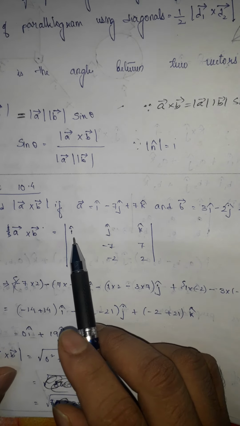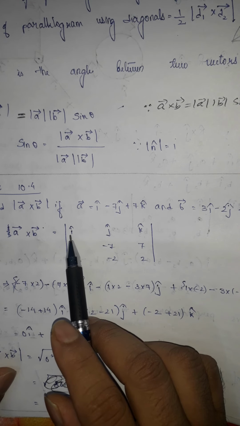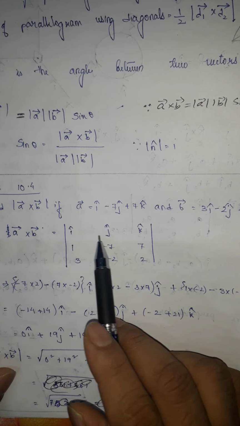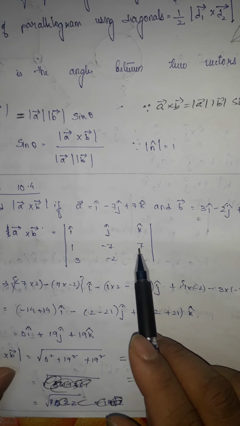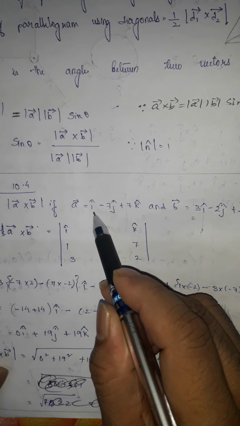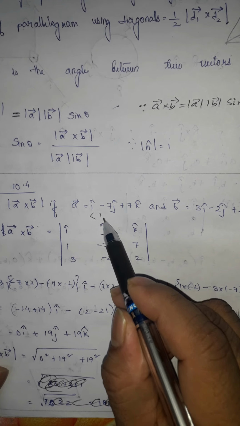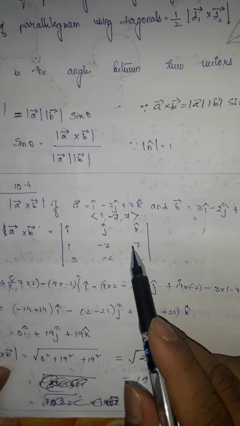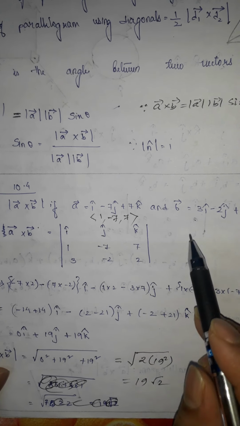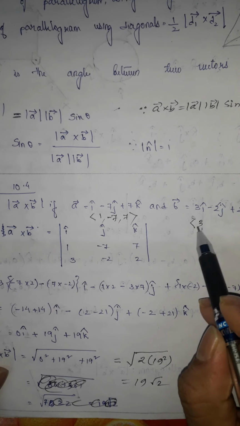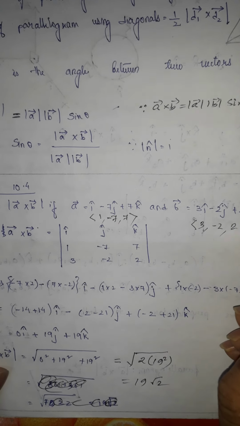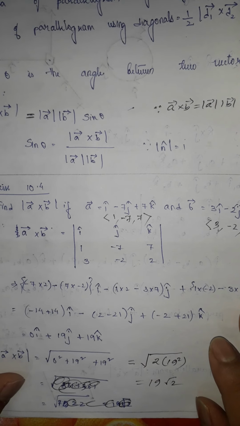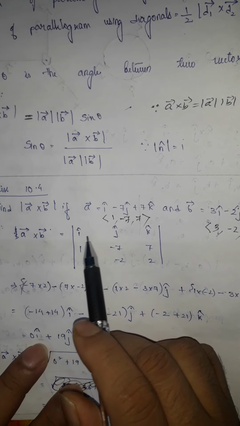The first row of the determinant will be i, j, k. The second row will be the scalar components of vector A: 1, minus 7, 7. The third row, the scalar components of vector B: 3, minus 2, 2. Now you expand the determinant along the first row.